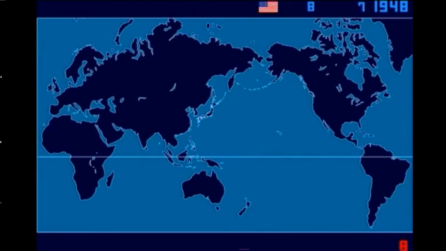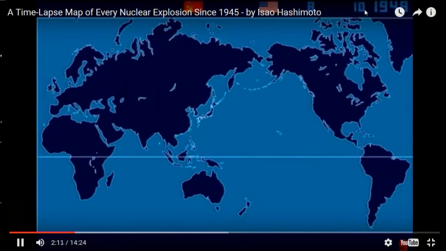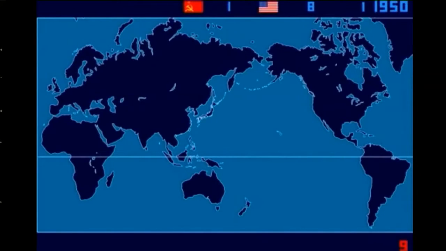And they keep testing them in the middle of the ocean so people don't get hit with fallout, things like that. 1949, a year later, you can see the Soviet flag appears, and they detonate their first bomb a year after the United States. And then time goes on, and then something happens in a little while here. We'll see. You can see a few more bombs detonated in the New Mexico area. The United States is up to 17. Soviets are up to 3.